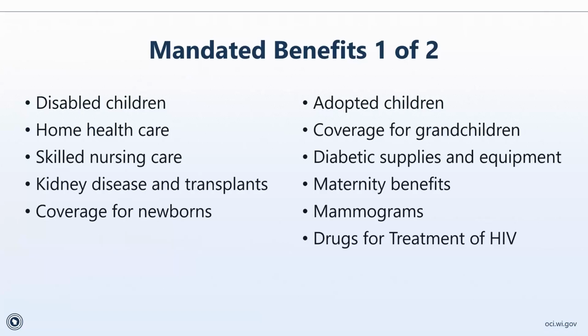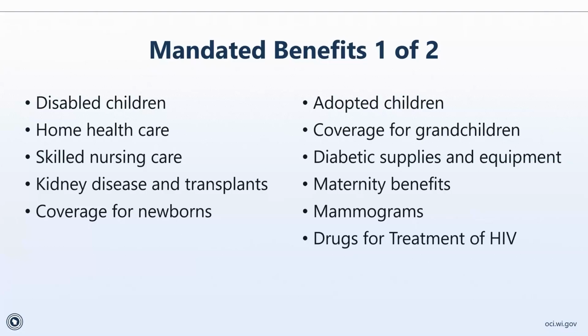Long before the ACA and HIPAA, Wisconsin was a leader in consumer protections. The next couple of slides discuss the mandated benefits that must be offered by health insurers to Wisconsin consumers. Here is a brief overview of each of these benefits. Disabled children. Health insurance covering dependent children must provide coverage beyond age 26 while the child is primarily dependent on the insured for support and maintenance. Insurers can require proof of the child's disability.